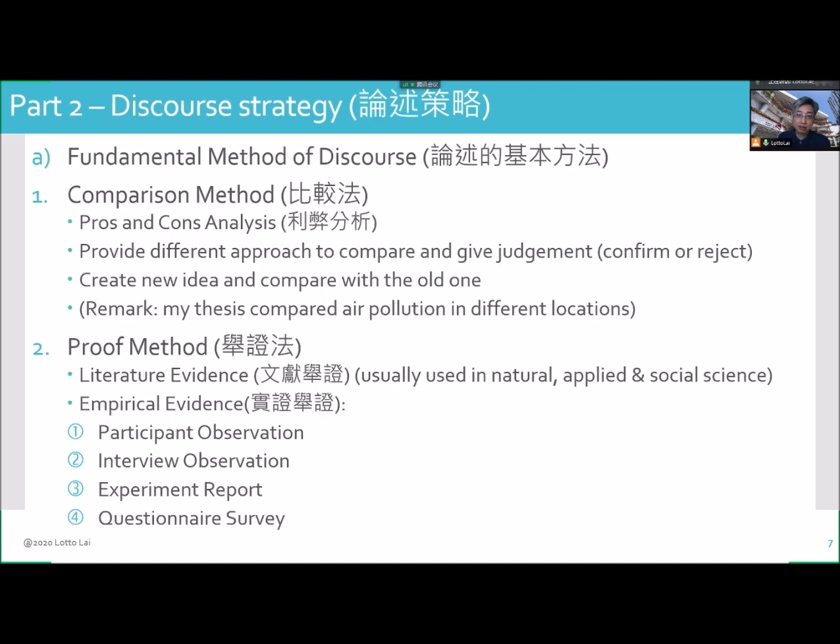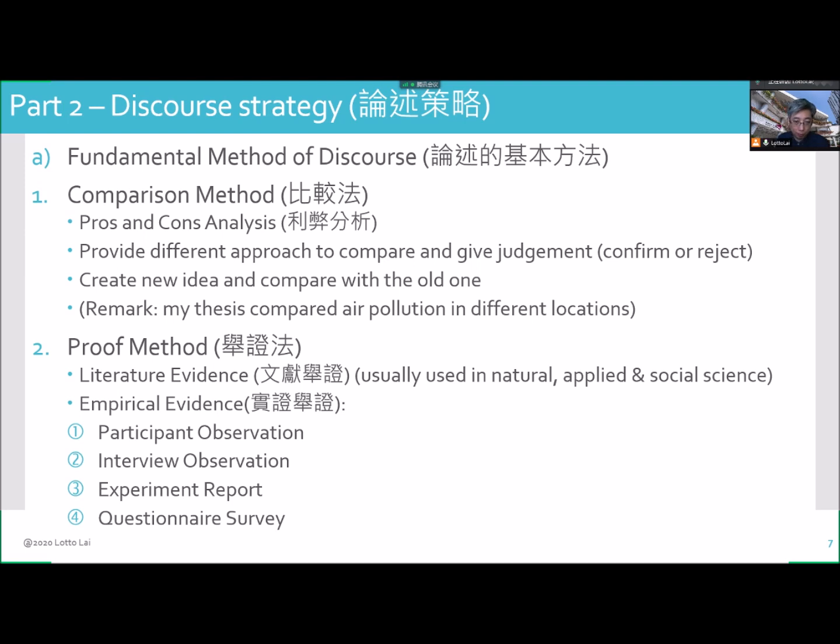The second part is the discursive strategy. First, you need to have the fundamental method of discourse. One very common method is the comparison method. Pros and cons analysis: provide different approaches to compare and give a judgment. Confirm or reject the idea. Generate a new idea and compare it with the old one. For example, in my thesis I compared air pollution in different locations, Asia and Hong Kong, rural area and city area. So this uses the comparison method.